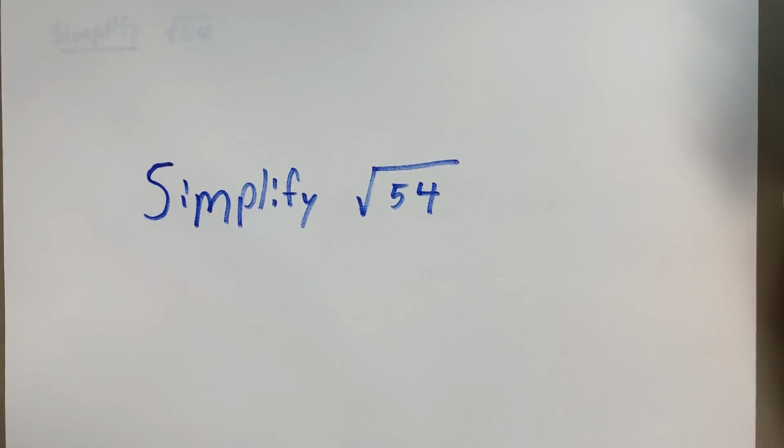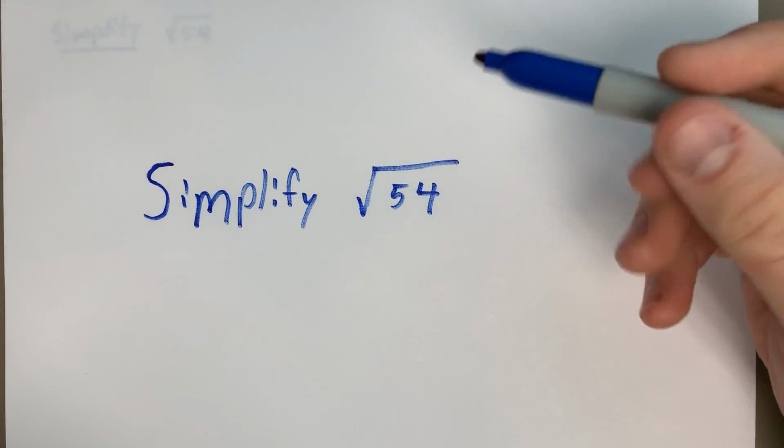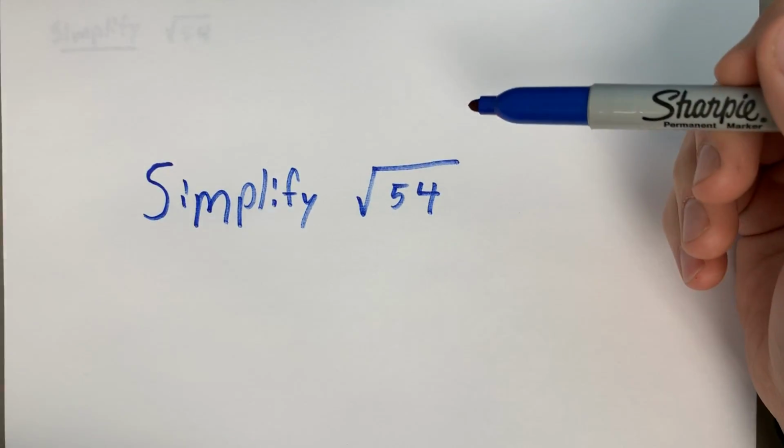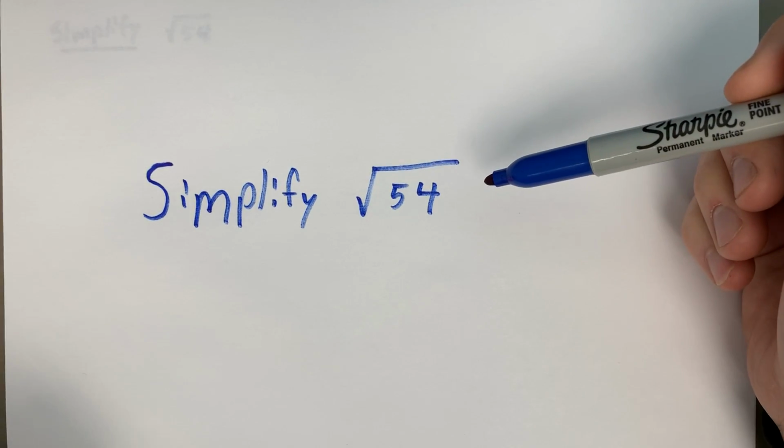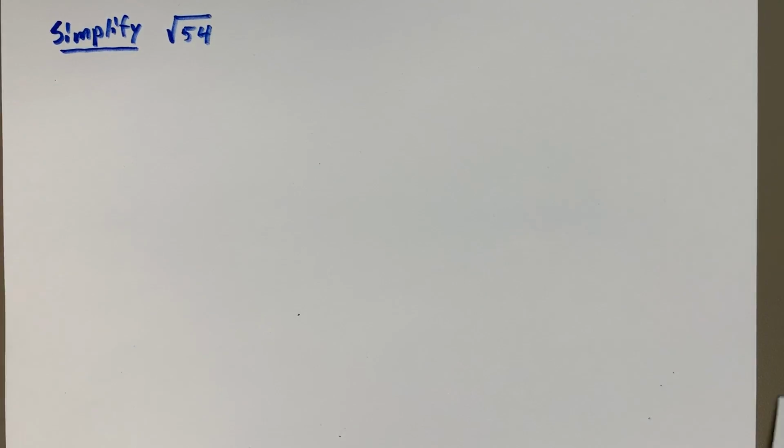Alright, so we're going to start off our series on radical expressions and simplifying them with this very straightforward example. We want to simplify the square root of 54. So how do we go about doing that?